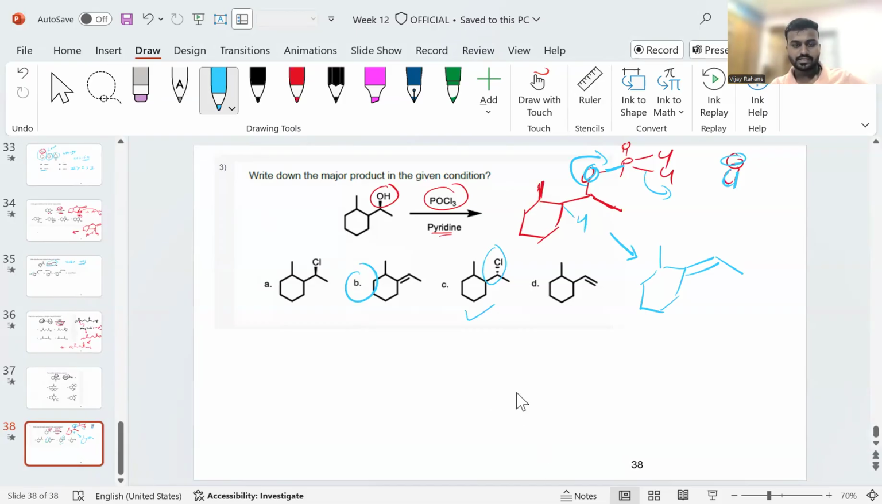And I think you have also got the assignment solution for this one. Sir, in the assignment solution, the correct option is B. Right, this is the one that we are getting. So option B is the correct option, and that's what we get because of the pyridine. The pyridine abstracts this proton, and then it will form an E2 type of elimination. We get the eliminated product.